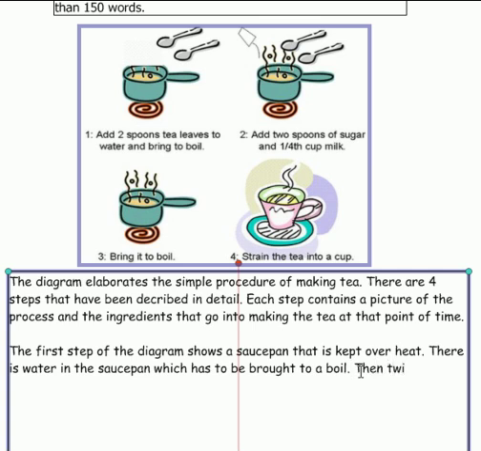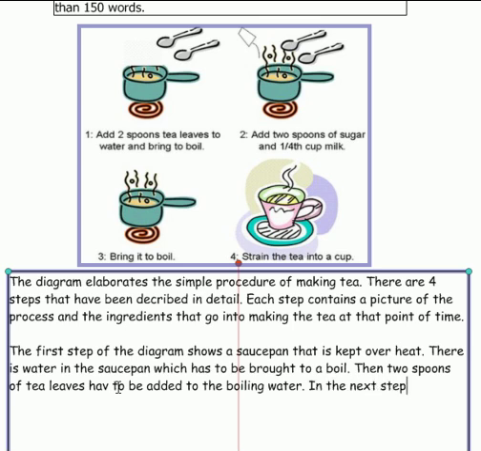Then 2 spoons of tea leaves have to be added to the boiling water. So this is our first step. The first step shows a saucepan that is kept over heat. There is water in the saucepan which has to be brought to a boil. Then 2 spoons of tea leaves have to be added to the boiling water. Now let's go ahead and describe step 2.